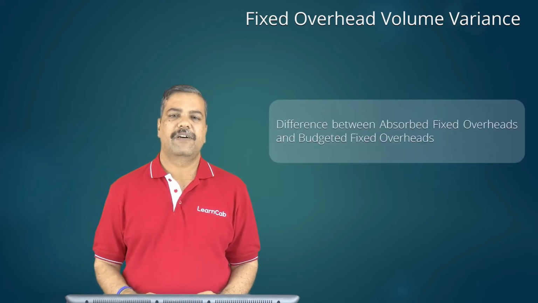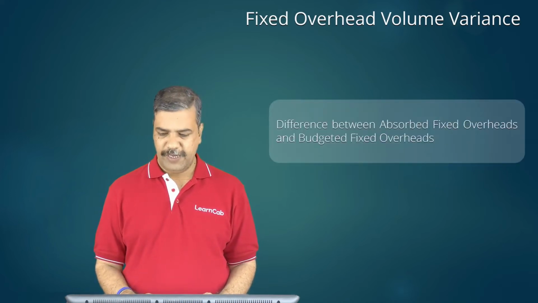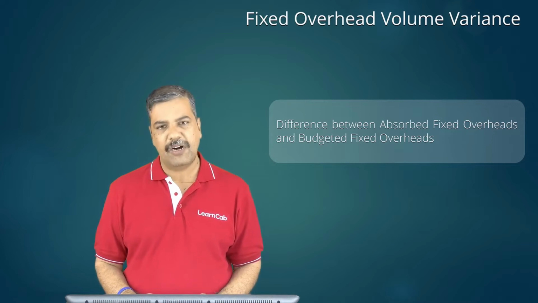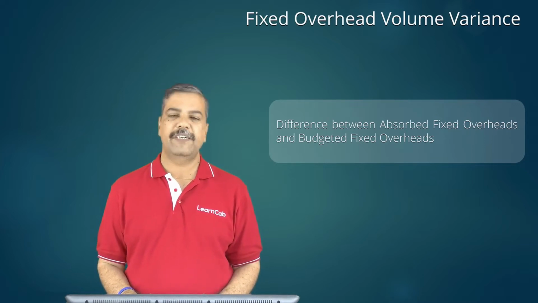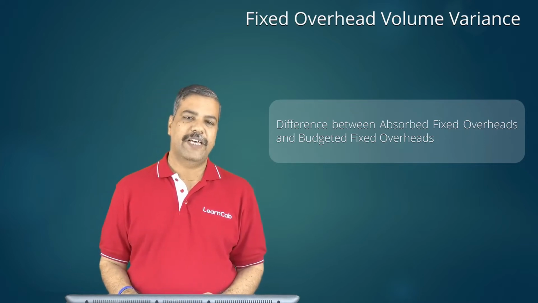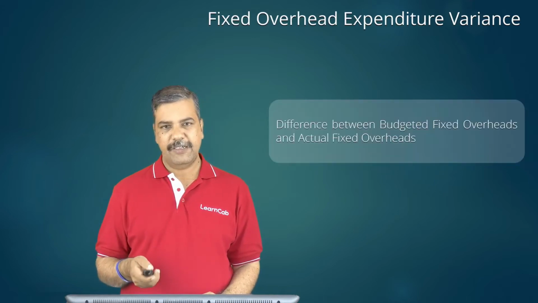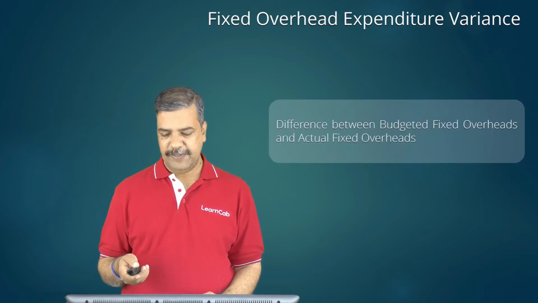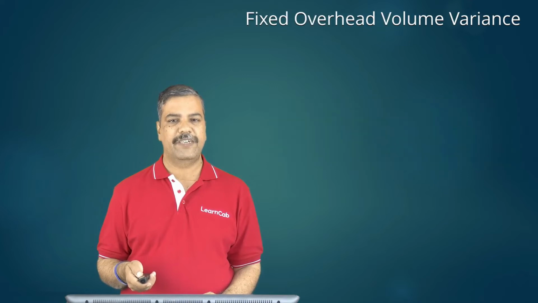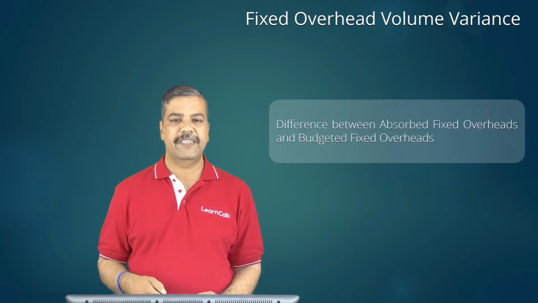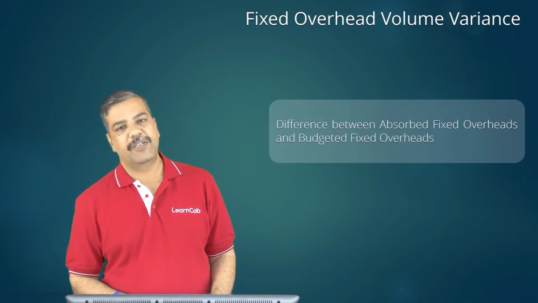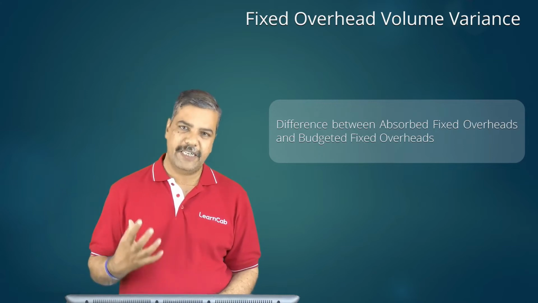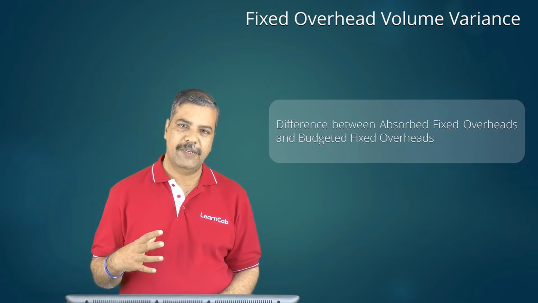Then fixed overhead volume variance. It is the difference between absorbed fixed overheads and budgeted fixed overheads. So there you can see the difference here. It was budgeted fixed overhead minus actual fixed overheads. Here it is budgeted minus absorbed. Absorbed is what is actually getting absorbed in your process.